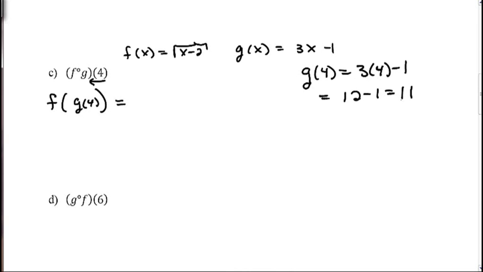Then we're going to take the 11 and plug it into the function f. So we want to find f of 11. And that will give us the square root of 11 minus 2, which is the square root of 9, or 3.